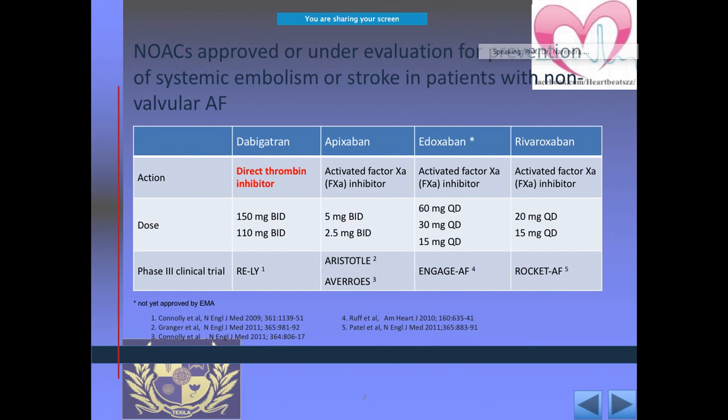For dabigatran, one of the biggest studies came in the form of the RELY trial. Especially in South Asia, you may soon come across the fact that dabigatran is going out of patent. So what may happen soon is you'll come across a lot of cheap variants of dabigatran as well.